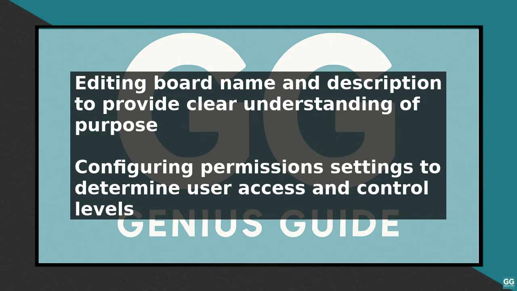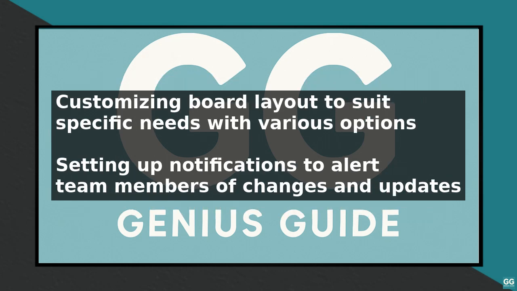Another important setting is the board layout, which allows you to customize the layout of your board to suit your specific needs. You can choose from various layout options, including a table, calendar, or map view. Additionally, you can set up notifications to alert team members of changes, updates, or deadlines. You can customize the notification settings to suit your team's needs, including the frequency and type of notifications.